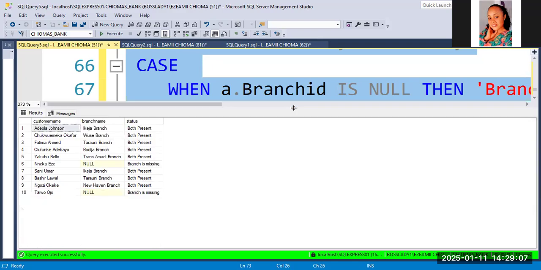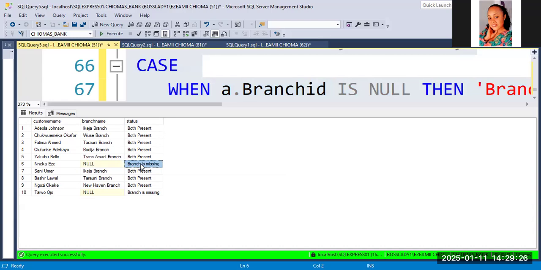Okay, so let's look at this. These are the results. We want everything from our customer table and we want everything from our branch table. That's why we use the full join in the first place. And whenever there's no branch, we use a case statement to know when there is no branch. We see this branch is missing. On this, we have both present.